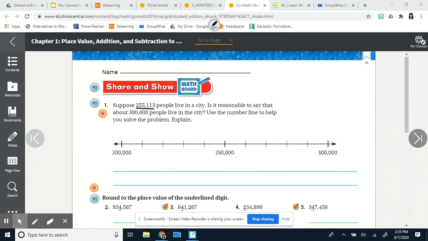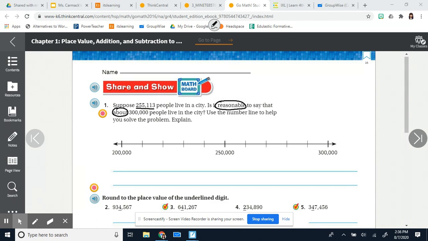Is it reasonable to say that about, there's that word about, 300,000 people live in the city? Use the number line to help you solve the problem. So when you see that word reasonable, it's just asking, did the problem round this number correctly?